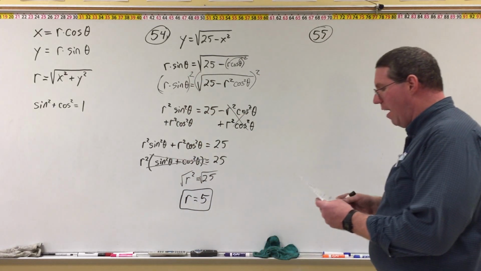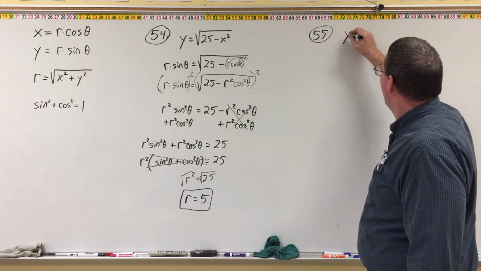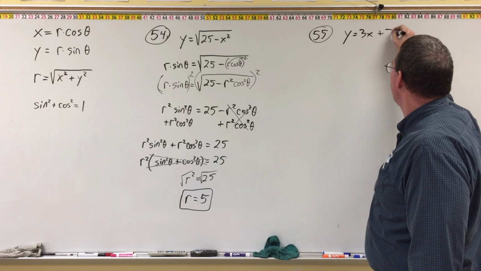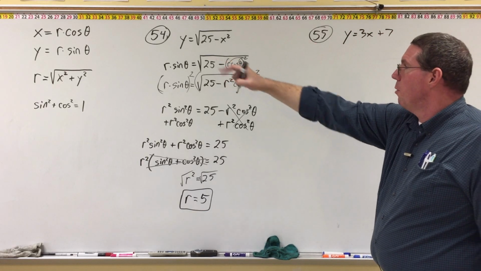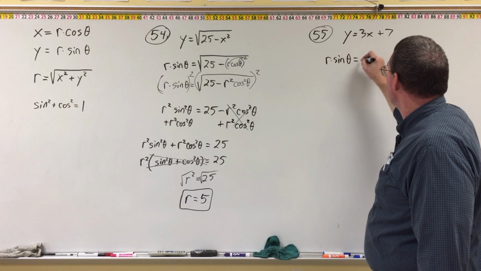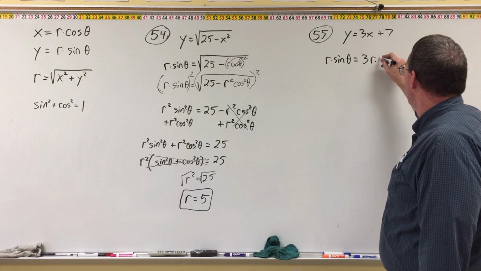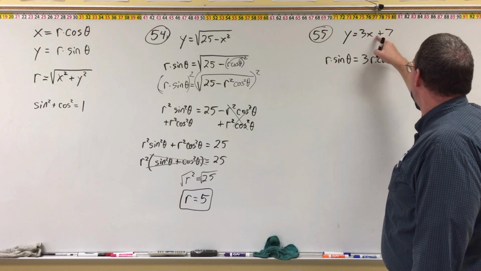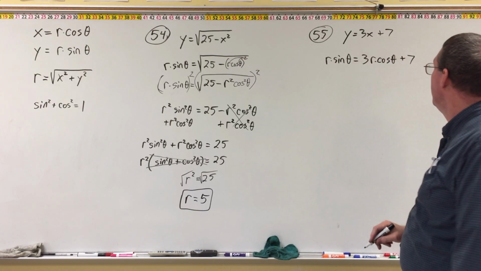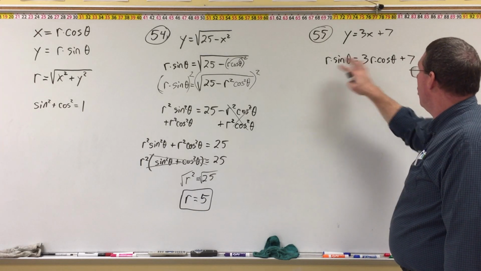All right, question 55 now is y equals 3x plus 7. Replace the y with r sine theta. So r sine theta is equal to 3 times, replace the x with r cosine theta plus 7.